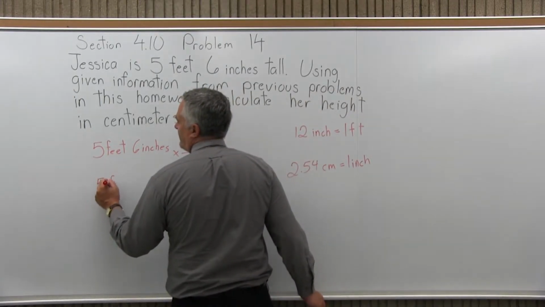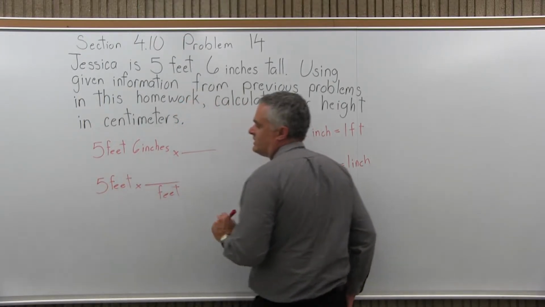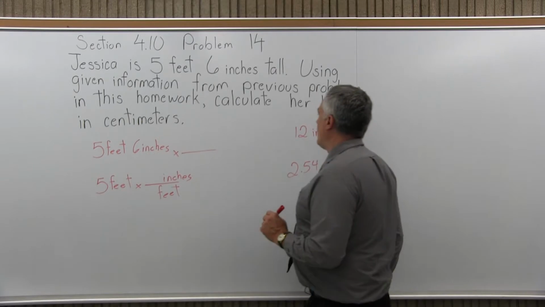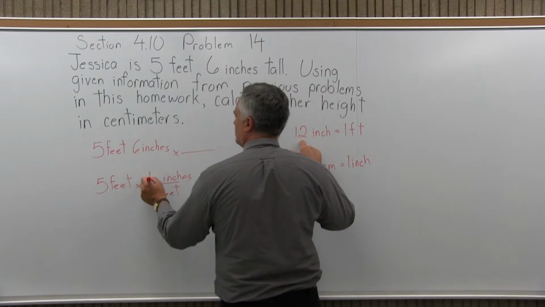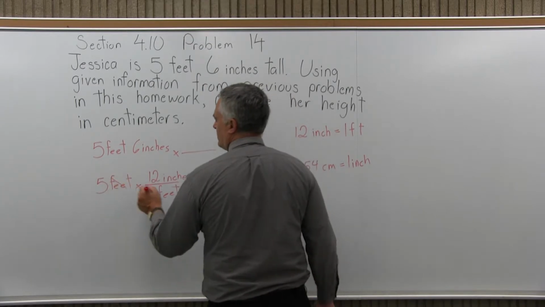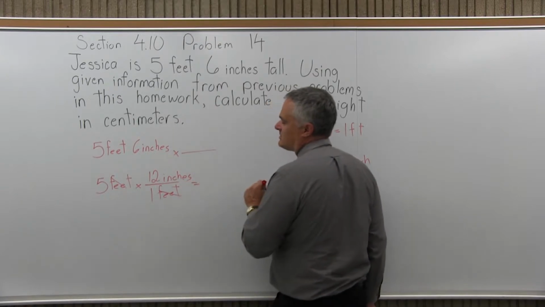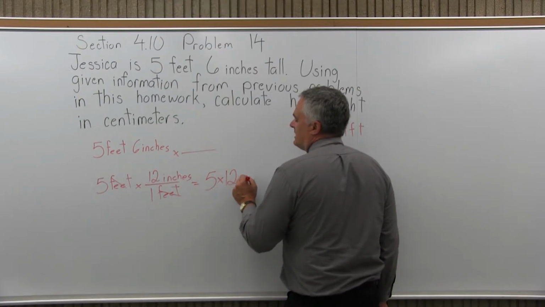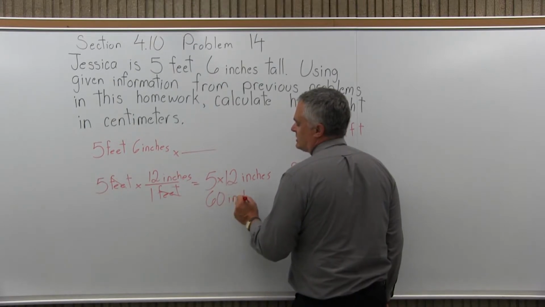So I have 5 feet, and I want to multiply that times something that has feet on the bottom, so it'll cancel. I want inches on the top. So from problem 4, I have 1 foot is equivalent to 12 inches. Now, if I multiply that out, feet in the numerator, feet in the denominator, cancel. I should have put 1 foot, maybe is better English, but in terms of the math, it's okay. I have 5 times 12, and my units will be inches. So 5 times 12 is 60, so I have 60 inches.